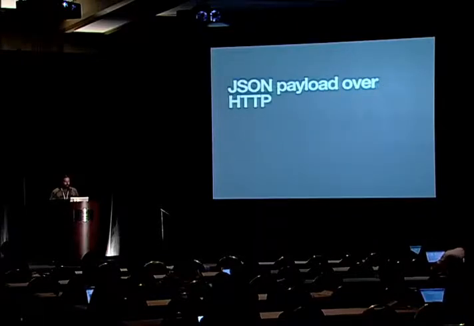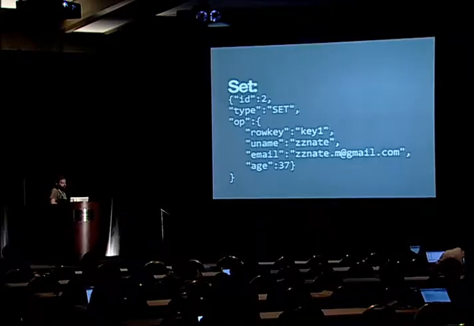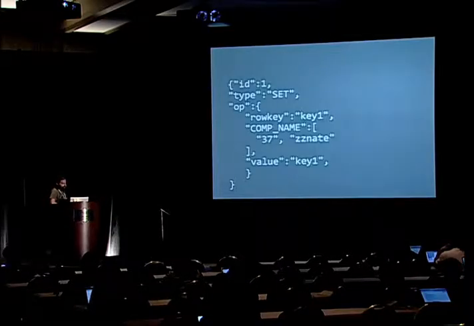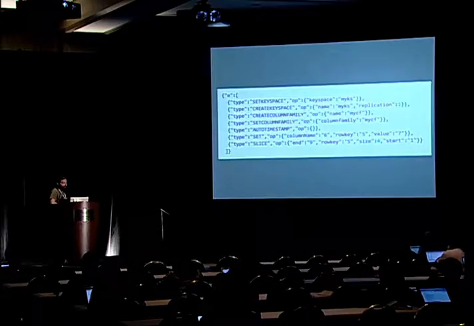But the real fun stuff comes in the JSON payload. Define slice operation: I want to make a slice, I want to start at 9, I want to end at 5, and set size of, you know, 4. Set operation, pretty straightforward. Really easy to use composites, they're just JSON arrays. One or more commands per payload. So here's what a payload looks like: set key space, create key space, create column family, set auto timestamp, set, and then slice. So you can really batch these things pretty well.